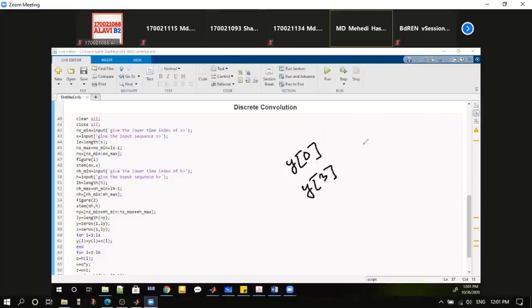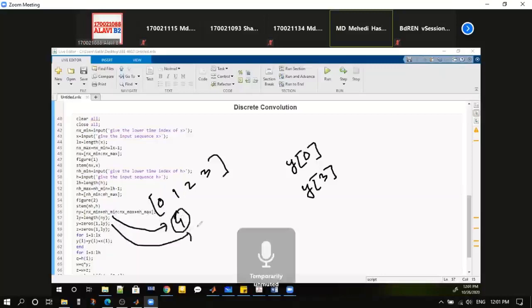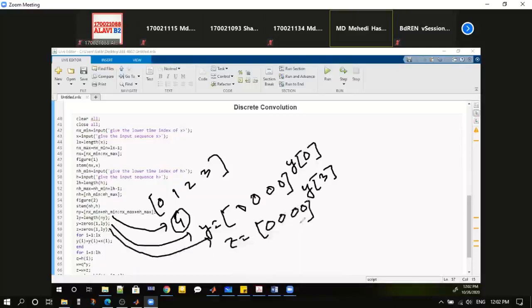Actually this line is summing the lower index of x and h and summing the upper index of x and h, and then we are creating the matrix. So this will be from 0, 1, 2, 3, yes or no? Yes, sir. And then what will be the length? Length here will be 4. And y will be all zeros, isn't it? And then z will be all zeros again. Is it clear to all of you? I am going line by line.